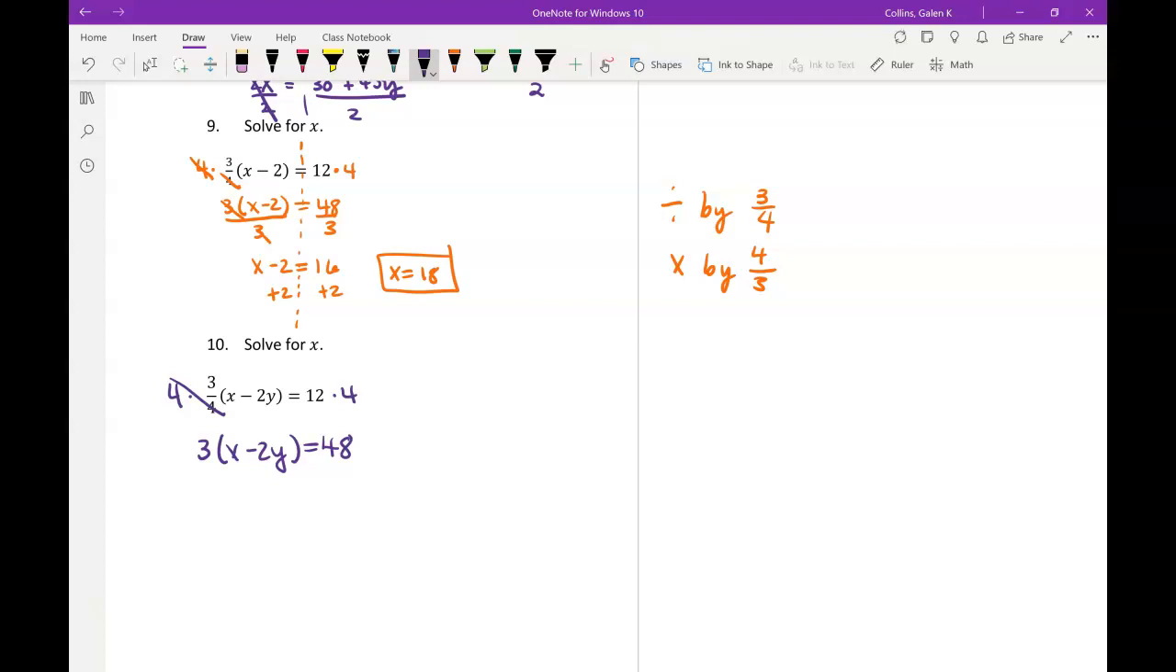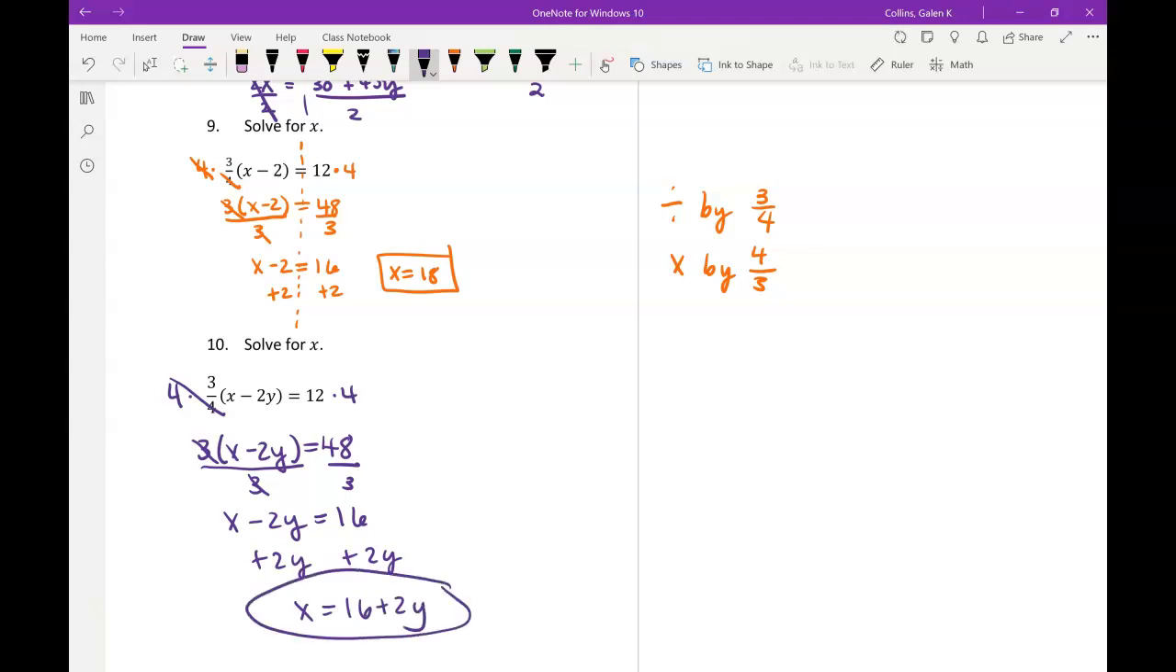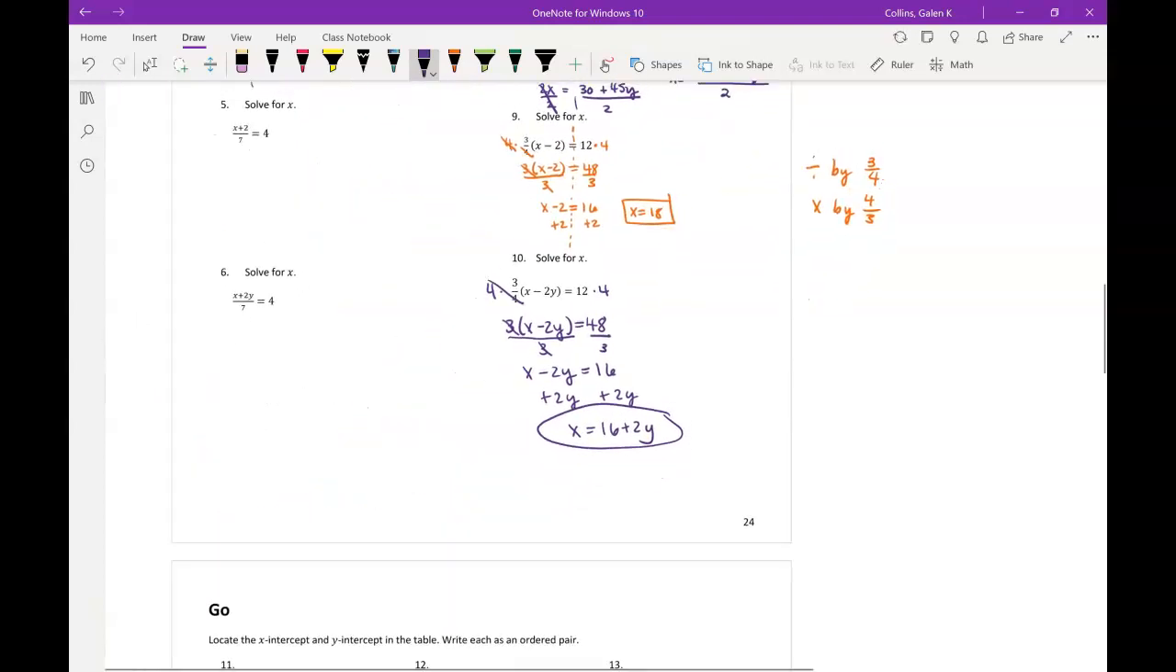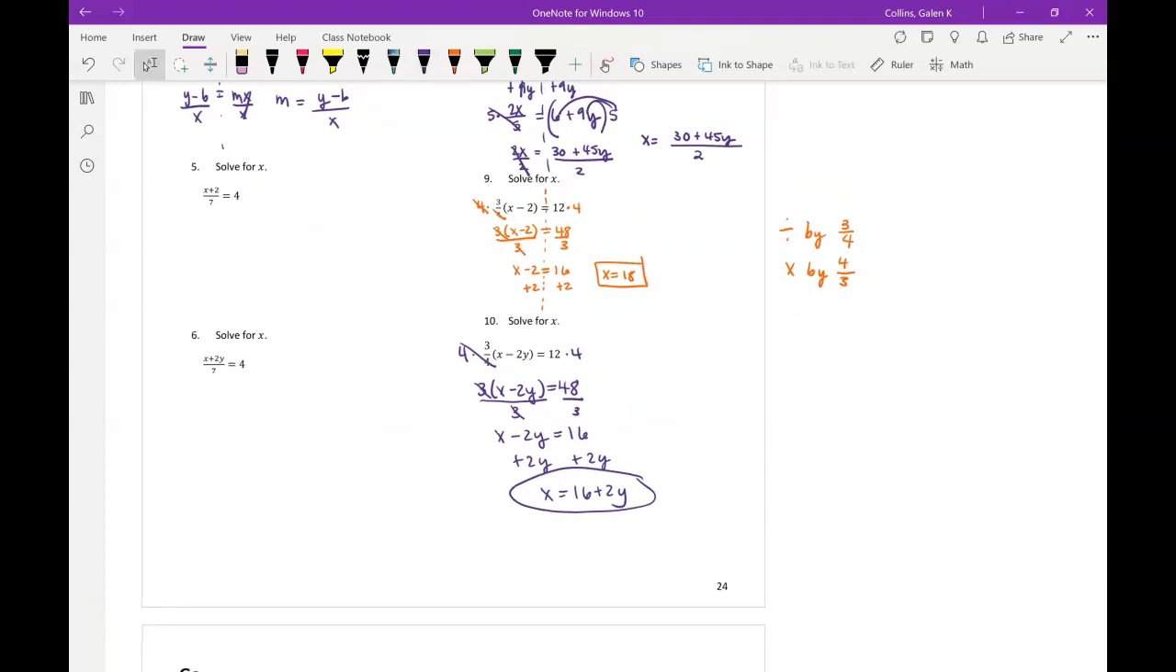Then, again, if you wish to distribute the 3, to me that makes the process longer. I like to do less math, believe it or not. So I'm going to divide both sides by 3 to get x minus 2y equals 16. Because once we divide by 3, we can drop our parentheses. And then lastly, to isolate x, I'm just going to add 2y to both sides. So x equals 16 plus 2y. All right, so that's it for the set part of the homework.